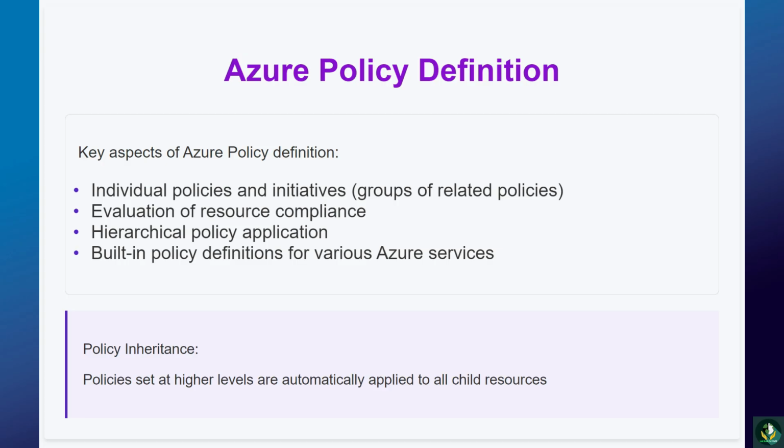One of the most powerful aspects of Azure Policy is its hierarchical application. Policies can be set at various levels within your Azure organization structure, from the broad management group level down to individual resources. What's more, these policies are inherited down the hierarchy. This means that a policy set at a higher level, such as a subscription, will automatically apply to all resource groups and resources within that subscription. This inheritance model ensures consistent policy application across your environment while reducing the administrative overhead of managing policies at each level.